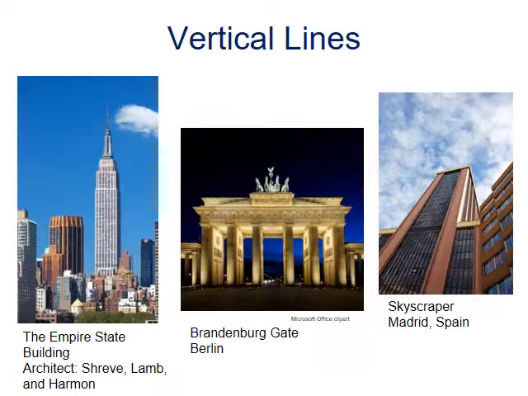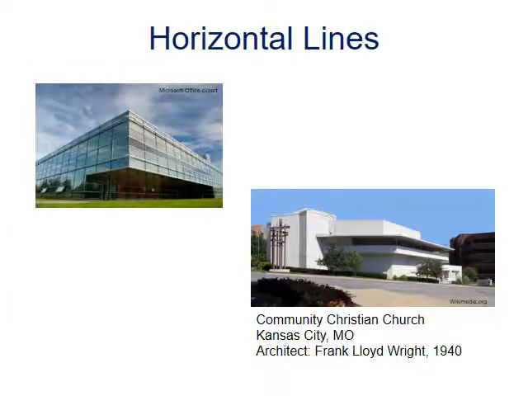So some pictures of each of these. The vertical lines here, whether it's the Empire State Building, the Brandenburg Gate in Berlin, or the skyscraper in Madrid, they all kind of convey the same message. Very different though than horizontal lines. An office building or a church might want it to be a place of calm, kind of peace and relaxation. So they're gonna go for a different set of lines.